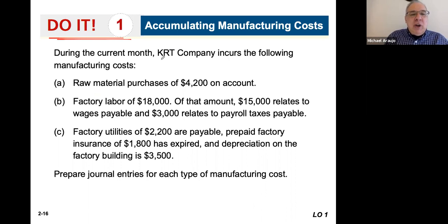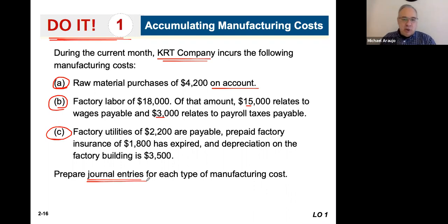Okay, so we're going to look at KRT Company, and they have the following costs. They have raw material purchases of $4,200 on account. They have factory labor of $18,000. Of that, $15,000 is wages payable, $3,000 is the payroll taxes. And they have a whole bunch of overhead: utilities, insurance, and depreciation are all listed here. So learning objective 1, the do it exercise, basically summarizes those journal entries that they showed you in the last few slides. So one at a time.